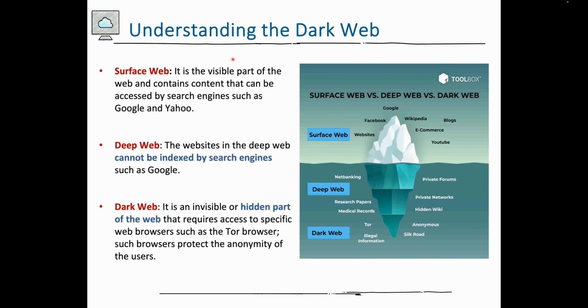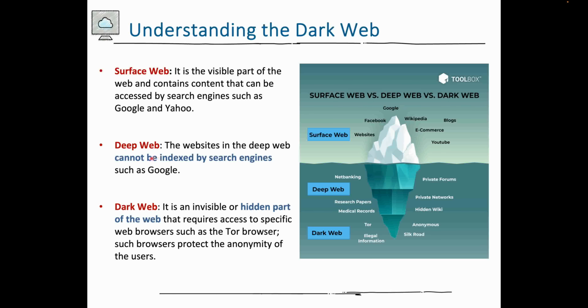First of all, we need to understand the difference between the surface web, deep web, and dark web. The surface web is the part of the web that contains content that can be accessed by search engines like Google or Yahoo. This includes, as you can see, YouTube, eBay, and so on.